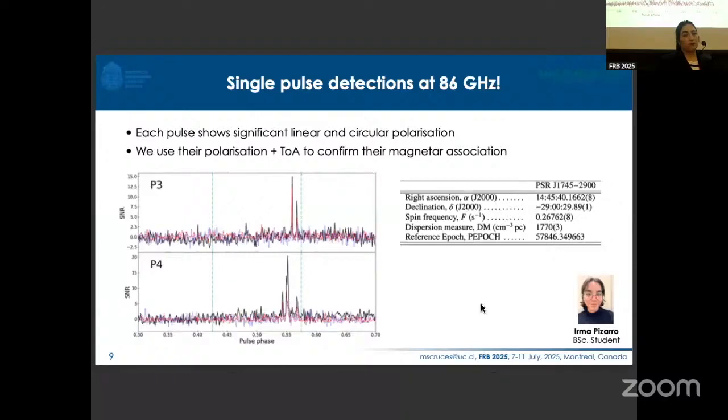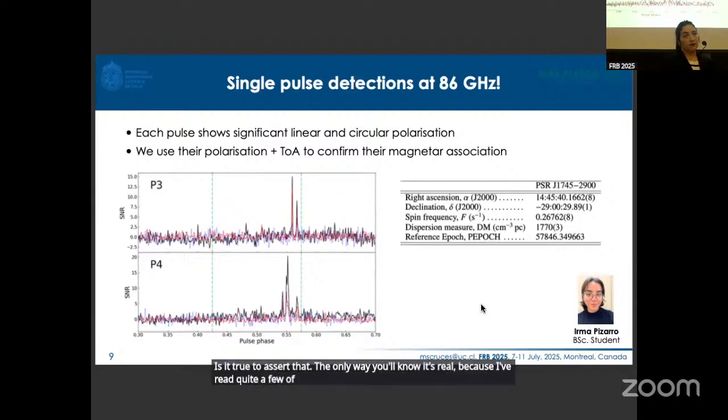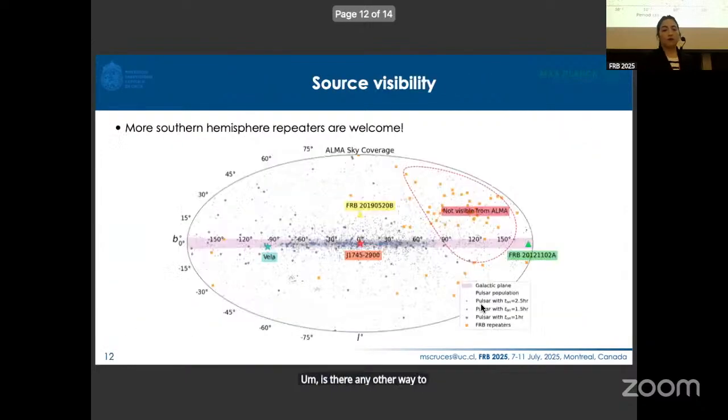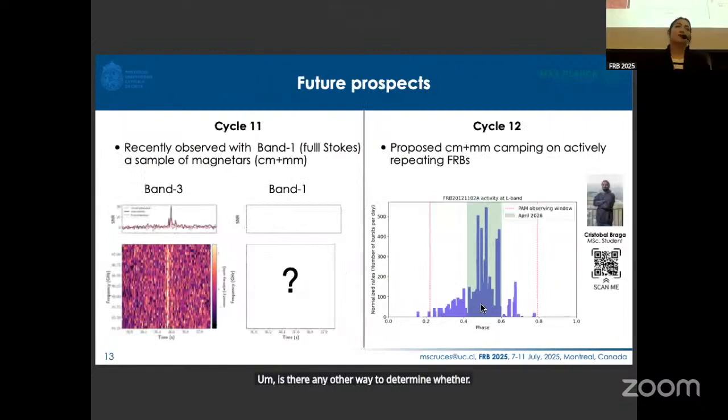Is it true to assert that the only way you'll know it's real, because I've read quite a few Core Liu's papers where he can't tell whether something's real sometimes, is if you had low frequency and high frequency observations simultaneously, and then you detect them on low and high? Is there any other way to determine whether an FRB is real?